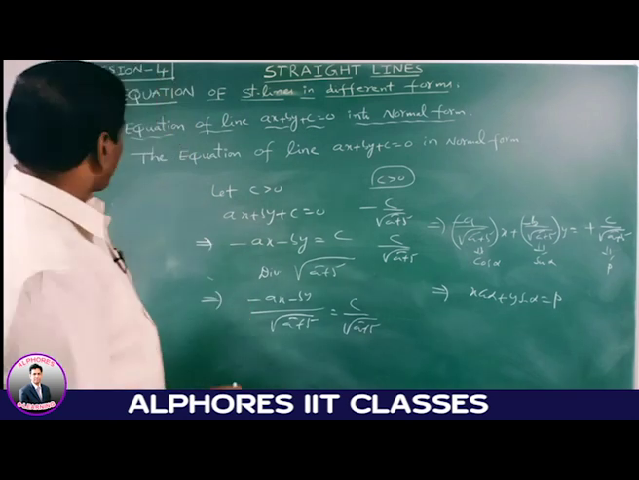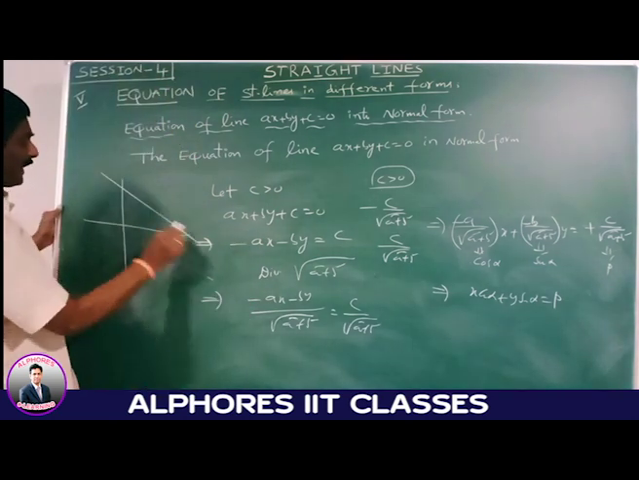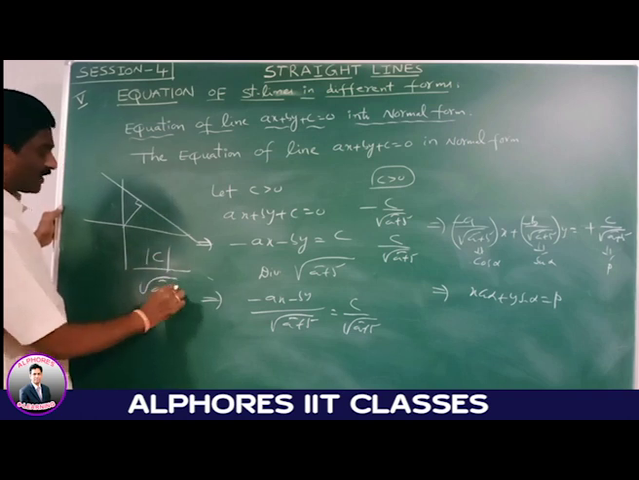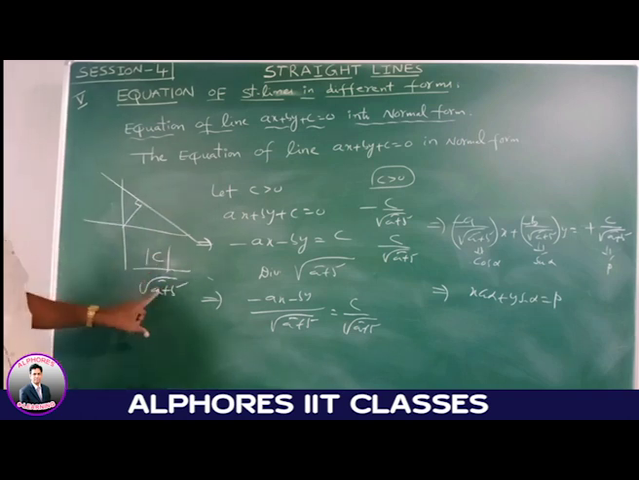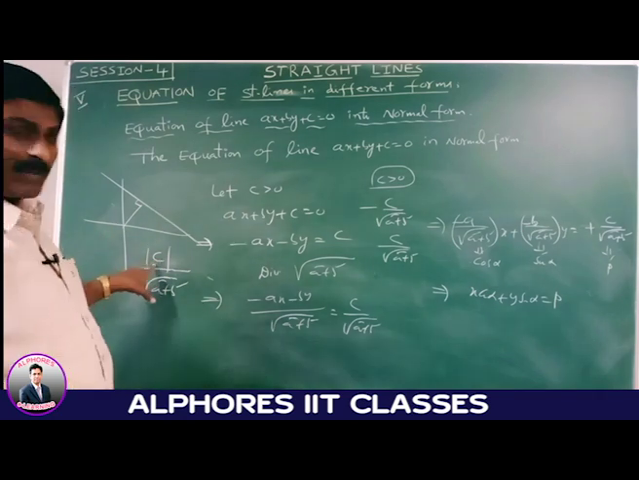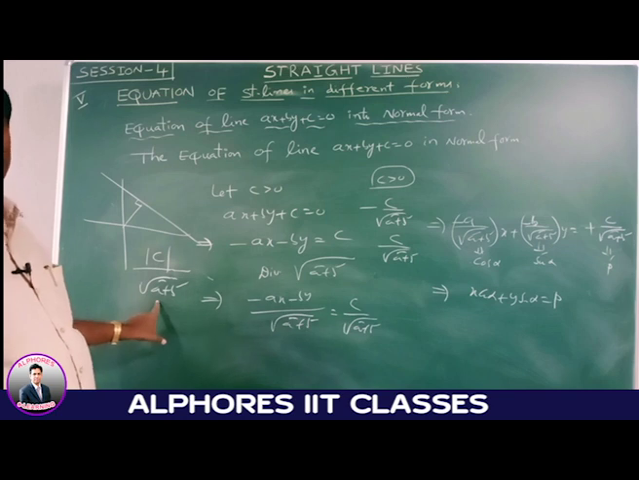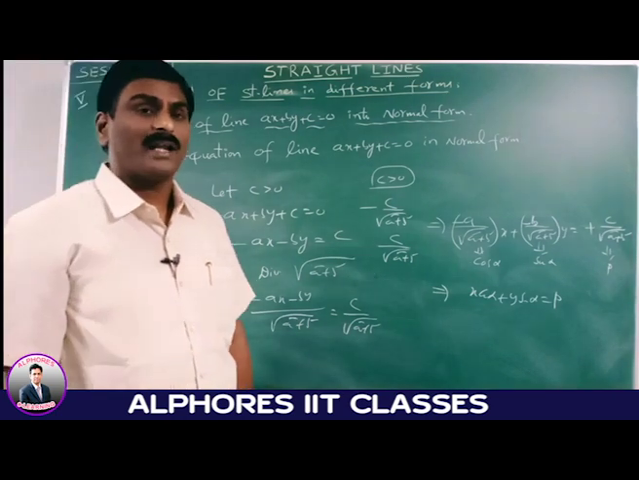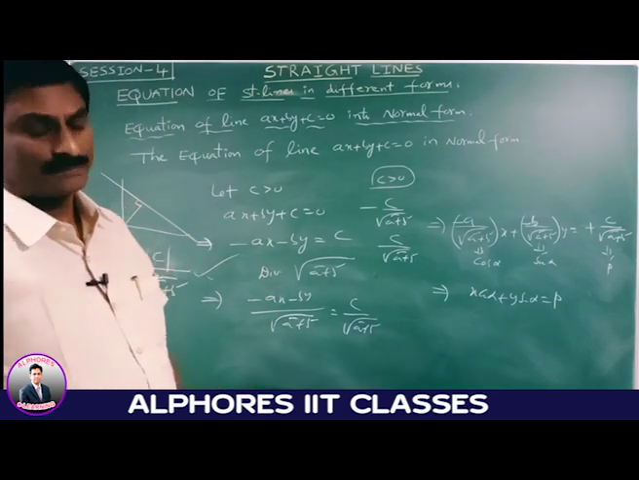Finally, the perpendicular distance from origin to any line is nothing but mod c by root over a square plus b square. Please observe this value. If c greater than 0, this value is c by root over a square plus b square. If c less than 0, after removing the mod, it can be reduced into minus c by root over a square plus b square. Finally, the perpendicular distance from origin to the line is mod c by root over a square plus b square. Okay?